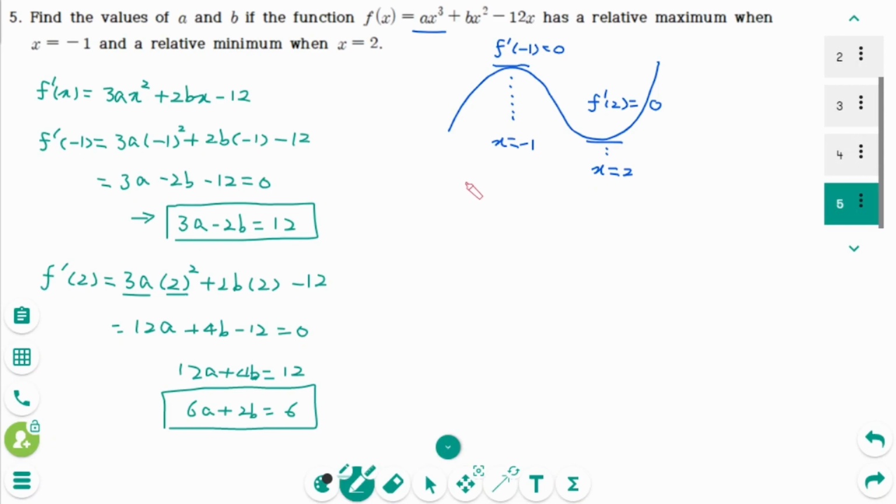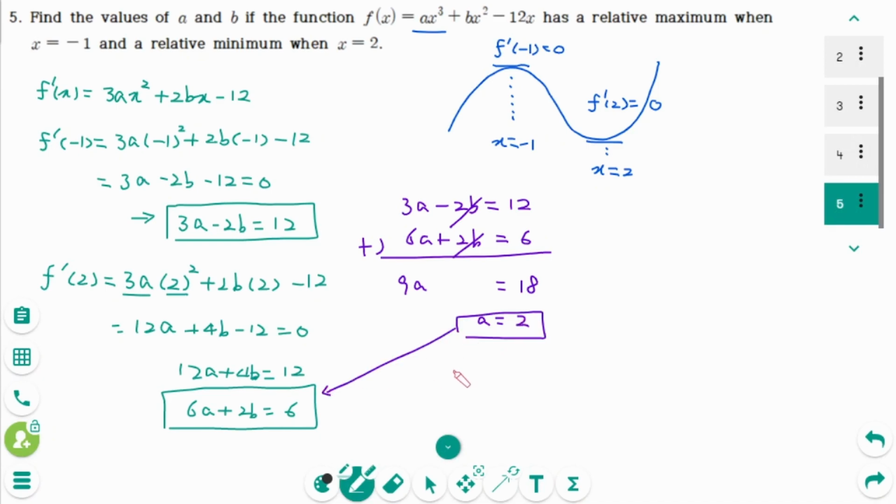Now we just need to solve the system. 3a minus 2b equals 12. 6a plus 2b equals 6. Then add, the b terms cancel, 9a equals 18. Then divide by 9 on each side. a equals 2. Then plug in here.